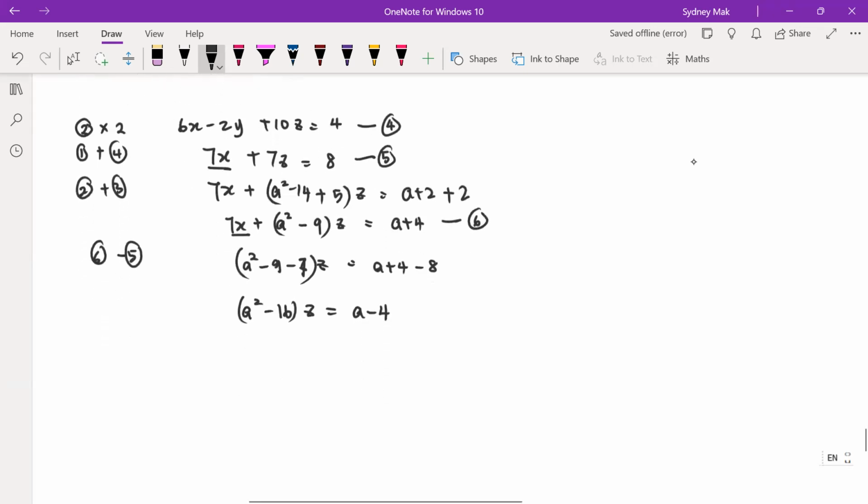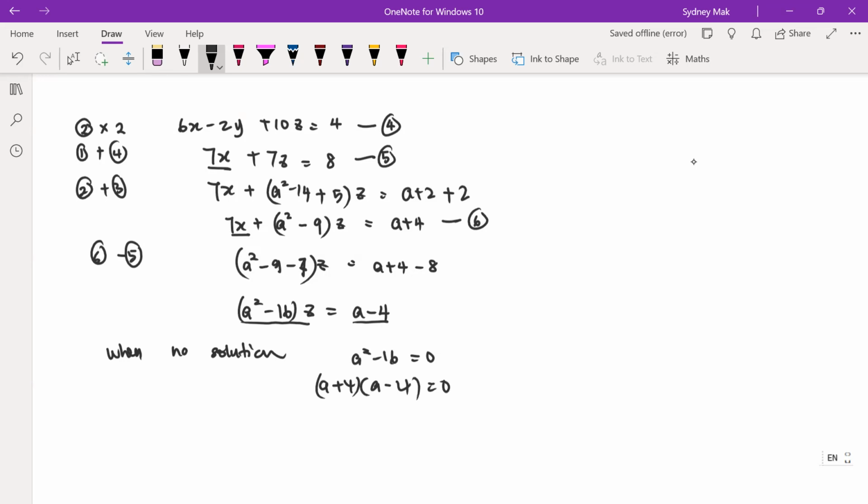Okay. Now you see, by right, we're supposed to get the value of z because we have eliminated the x and the y. So we'll come to here, to answer the question: when there is no solution, the coefficient of z must disappear. So for making the z disappear, a squared minus 16 must be equal to 0. Okay, so if a squared minus 16 equals 0, we have (a plus 4)(a minus 4) equals 0, difference between two perfect squares.